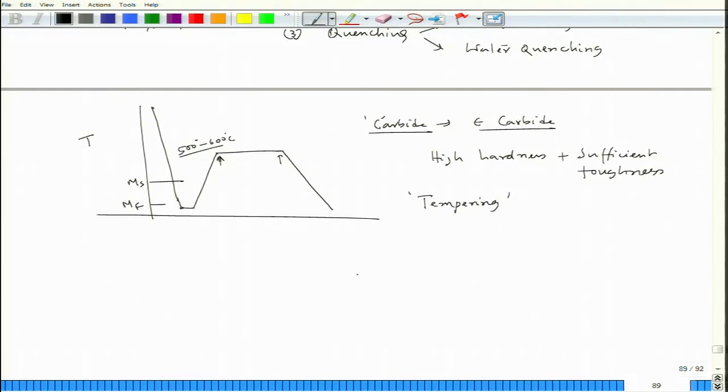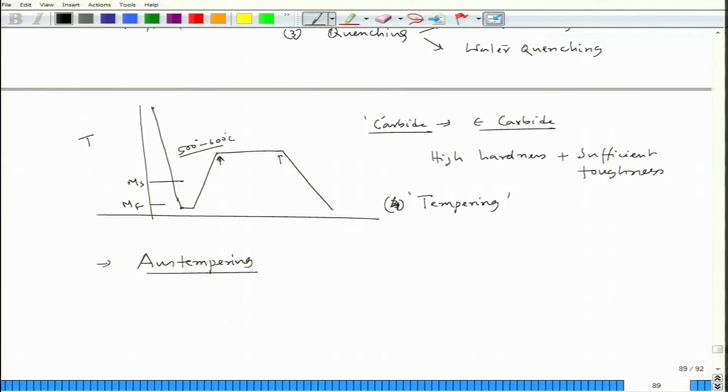Now, there is another operation called austempering. This is the fourth practice I am talking about, because we have talked about annealing, we have talked about normalizing, and we have talked about quenching and tempering. Now, I am talking about one particular variant of tempering.